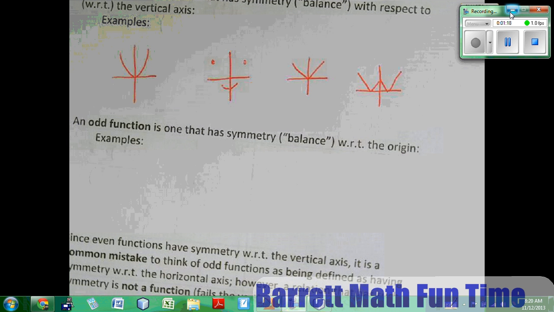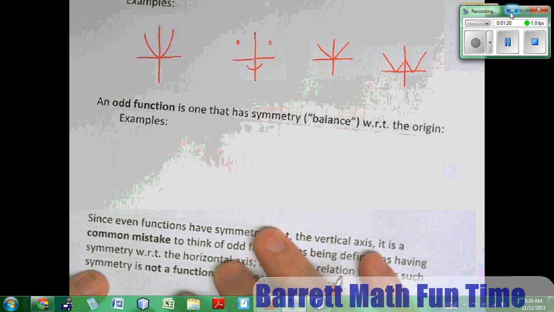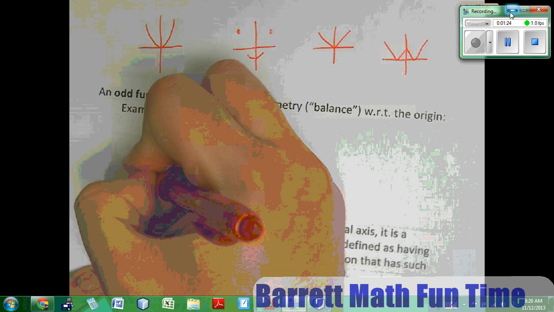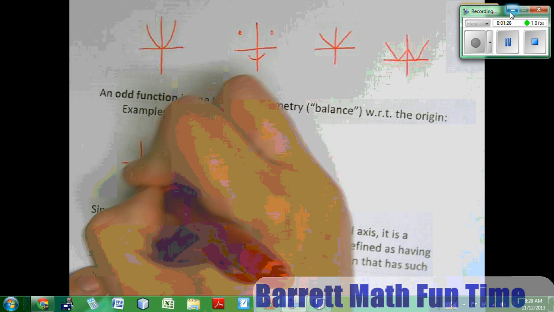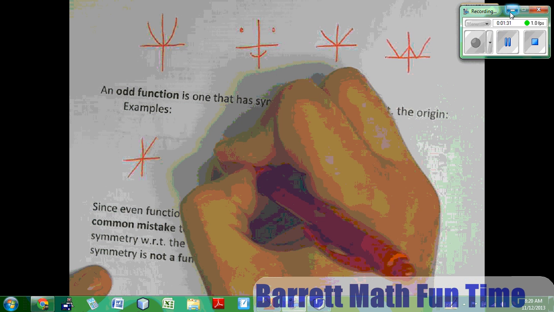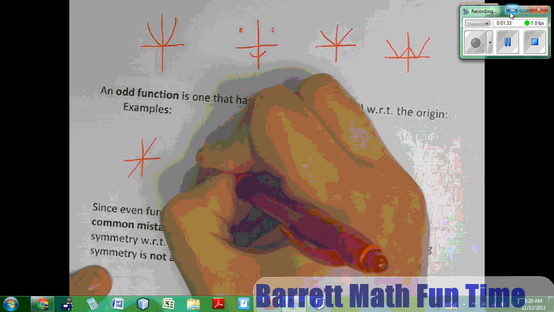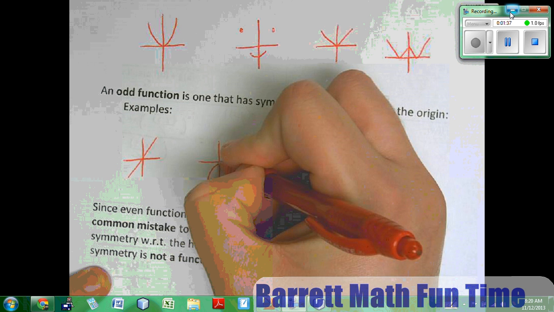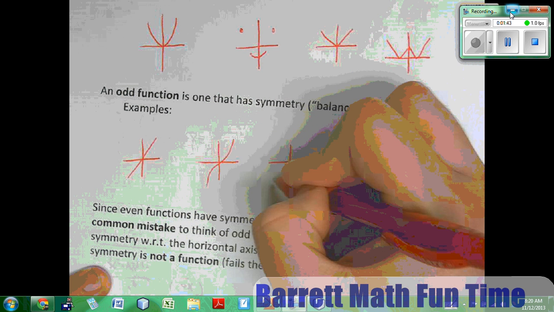Fold it. All right. Here's odd. It's symmetrical along the origin, (0, 0). So here's one. That one's odd. Or this one. Or that.